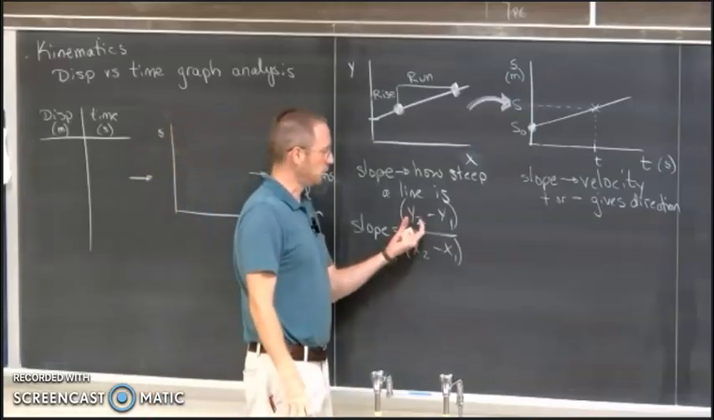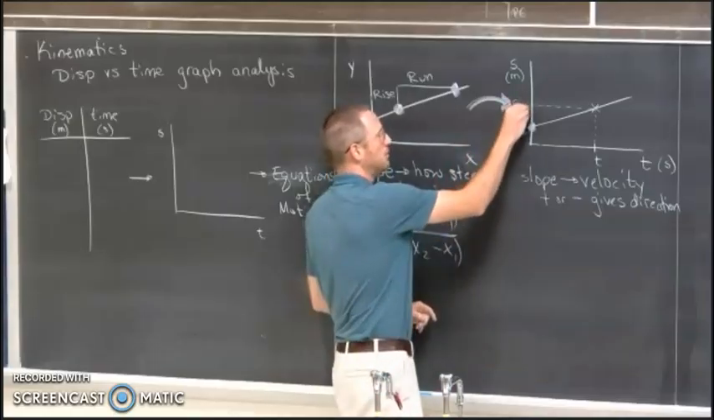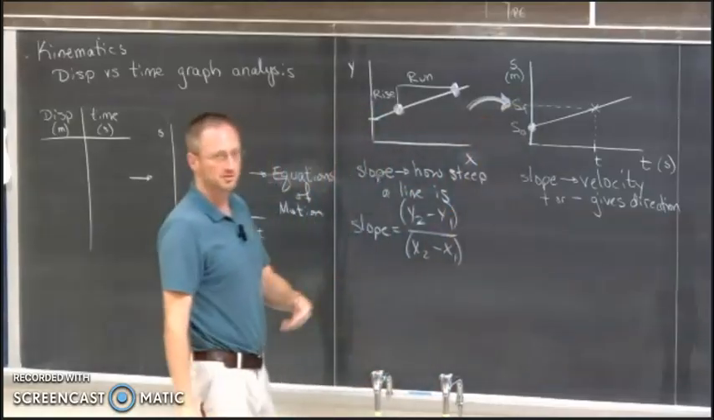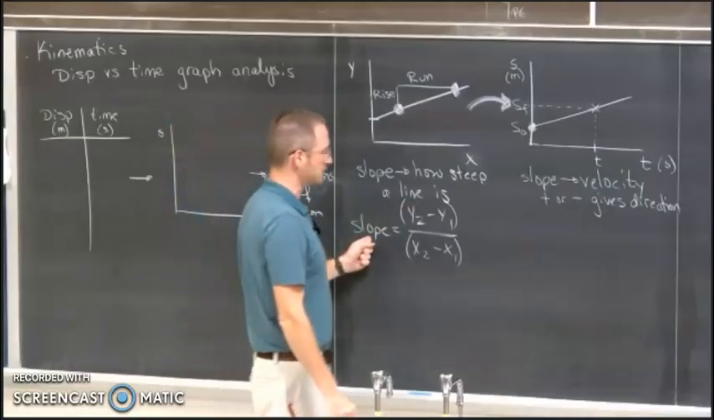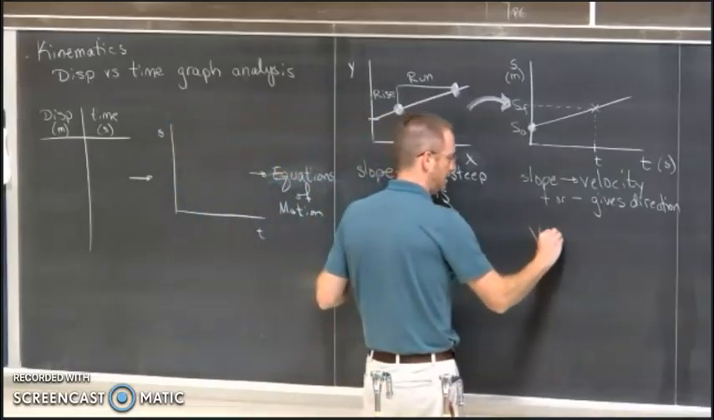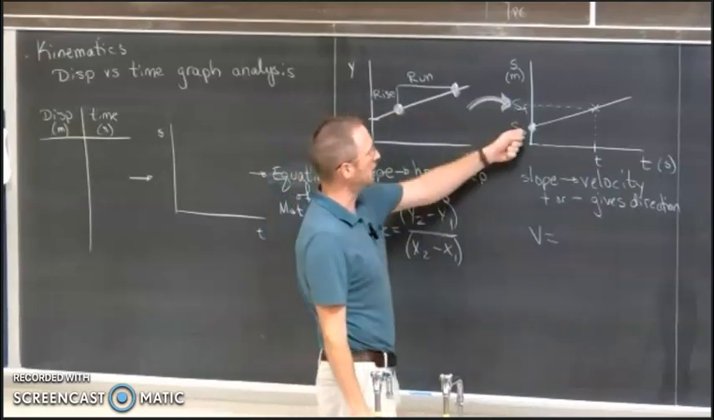So instead of having Y2 and Y1, we have our original and then later on. How about we call that final? We like to do original and final here for our subscripts instead of 1 and 2. So the slope is going to become velocity. And then Y2 minus Y1, well, that's how far we went.